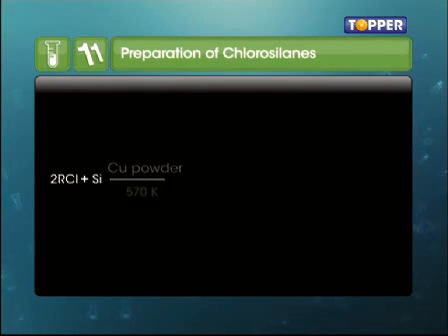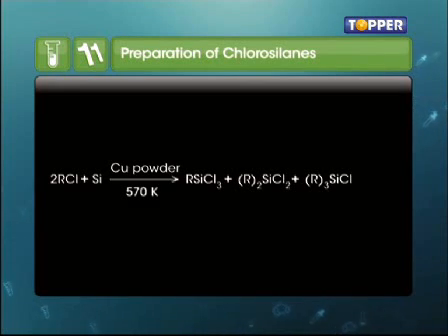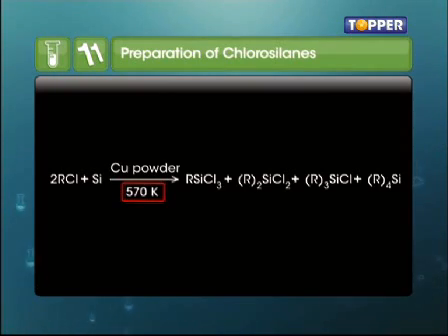The starting materials for the manufacture of silicones are alkyl or aryl substituted chlorosilanes. These are prepared by the reaction of alkyl chloride with silicon in the presence of copper as catalyst at a temperature of 570 Kelvin. In this way, various types of alkyl substituted chlorosilanes are formed, which have the formula RSiCl3, R2SiCl2, R3SiCl with a small amount of R4Si.